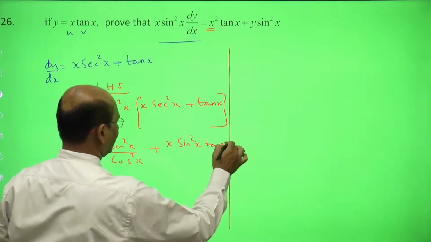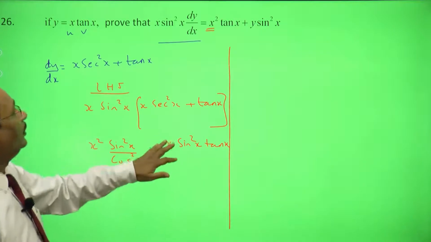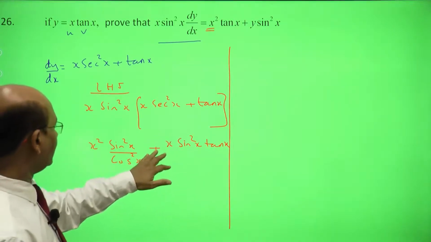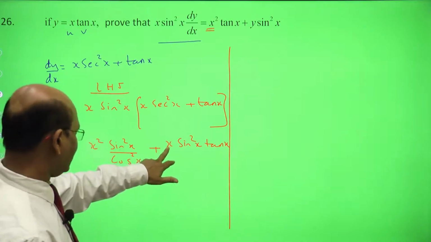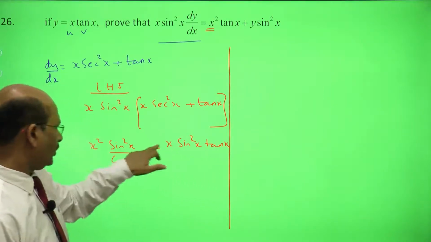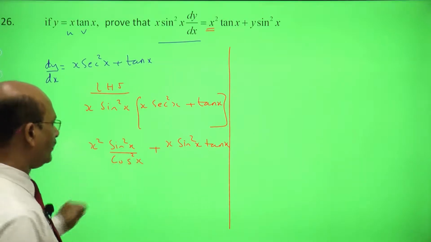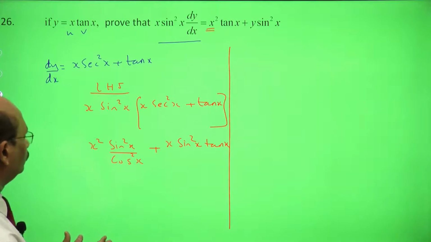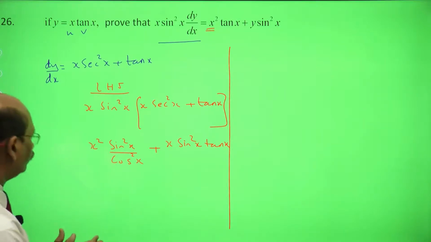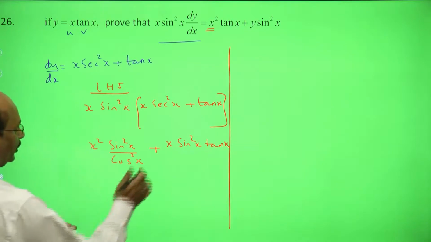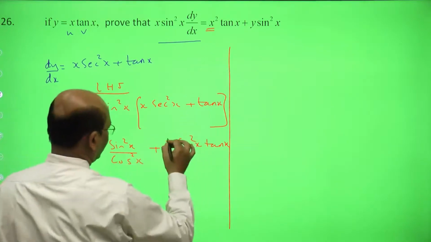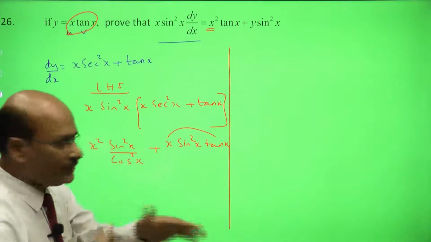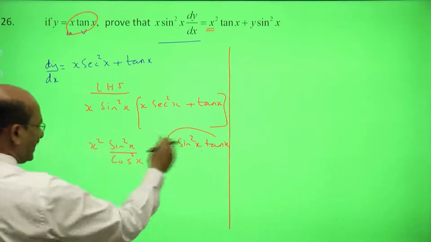You know why I did this? I'll tell you. In this case, I want x tan x. So x tan x is already there. Now look at this, x tan x. What is x tan x? It is y. So that's why I told you that in proving it you have to really apply your mind. So x tan x is y.